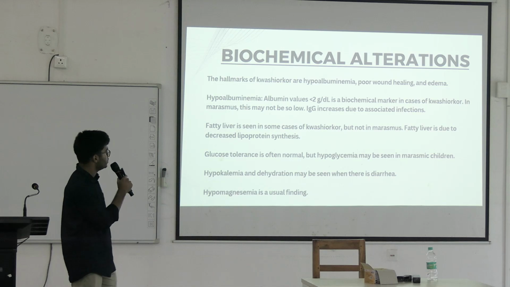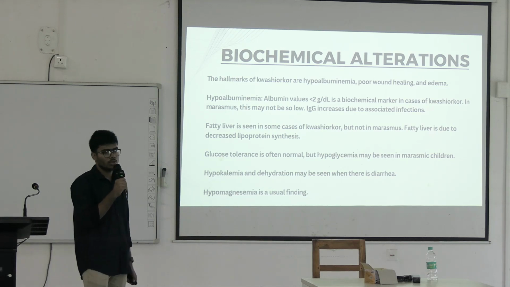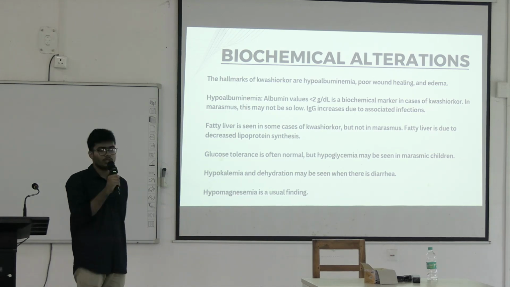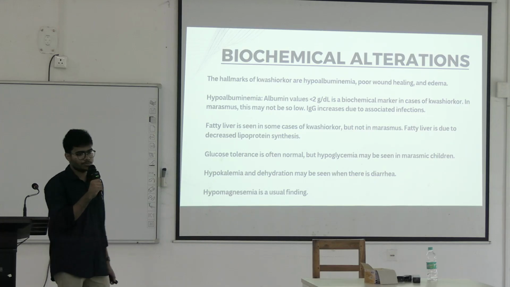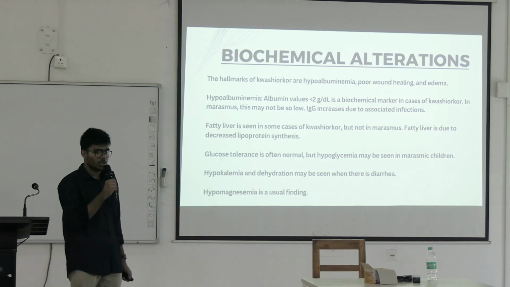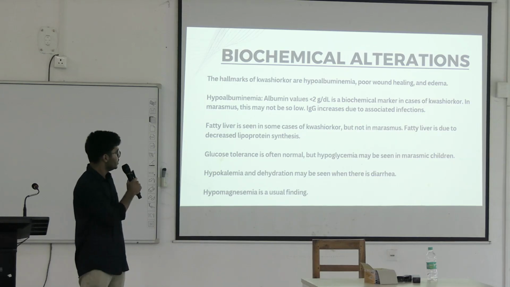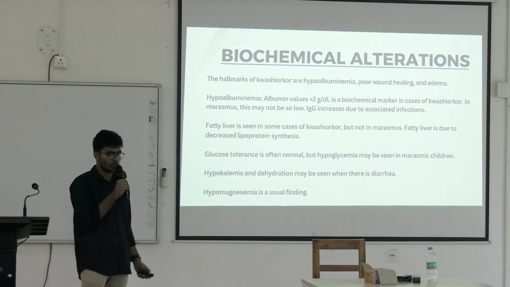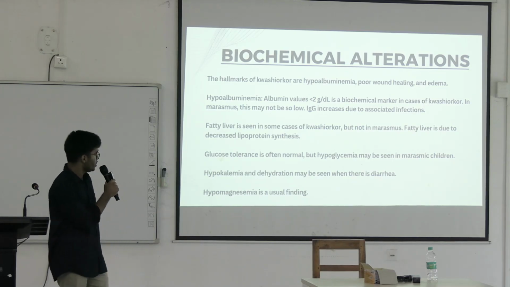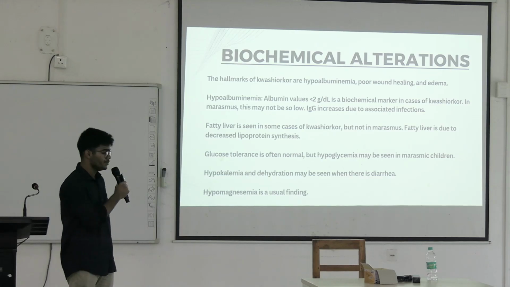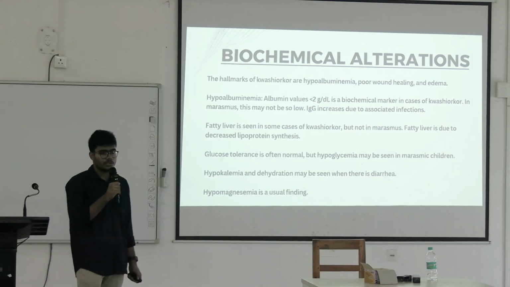Biochemical alteration. The hallmarks of kwashiorkor are hypoalbuminemia, poor wound healing, and edema. Hypoalbuminemia: an albumin level below 2 gram per dl is a biochemical marker of kwashiorkor. In marasmus, this may not be so low. IgG is increased due to associated infection.